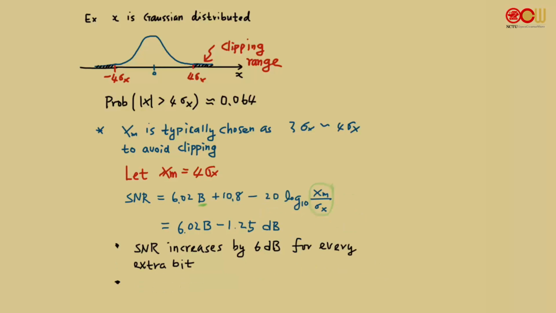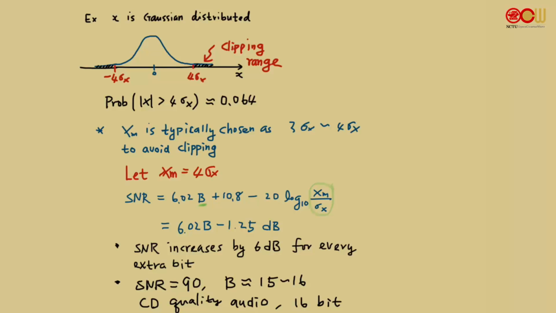This expression also tells us, if there's a desired SNR, how we should choose B. For example, if we want SNR to be 90 dB, then B should be chosen as about 15 to 16. And that's how we have chosen CD quality audio. In CD quality audio, a 16-bit quantizer is used. So each sample is quantized using 16 bits.